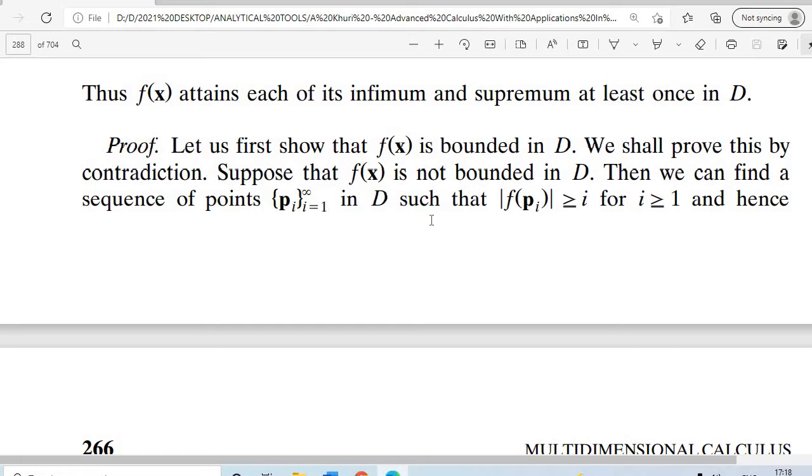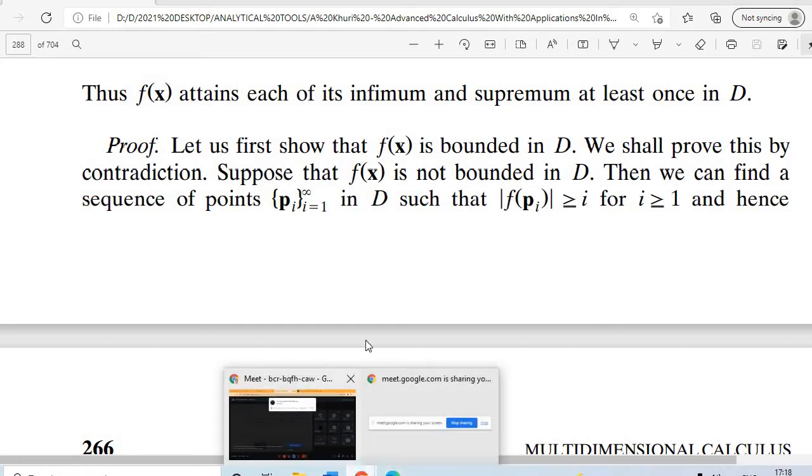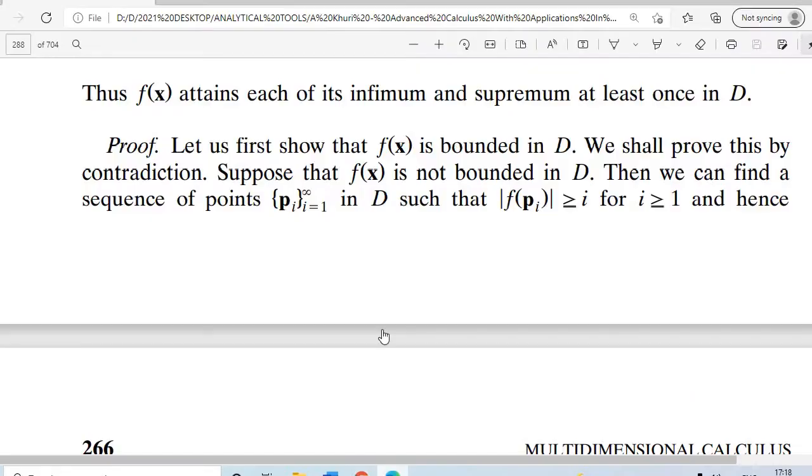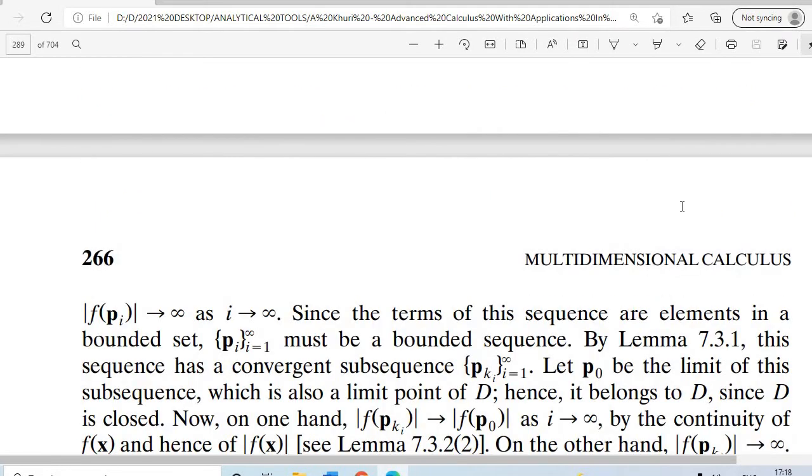If it is bounded, it should be less than or equal to some k. So if it is not bounded, then there exists a sequence of points pi, i going from 1 to infinity in D, such that mod of f of pi is greater than or equal to i for all i greater than or equal to 1.